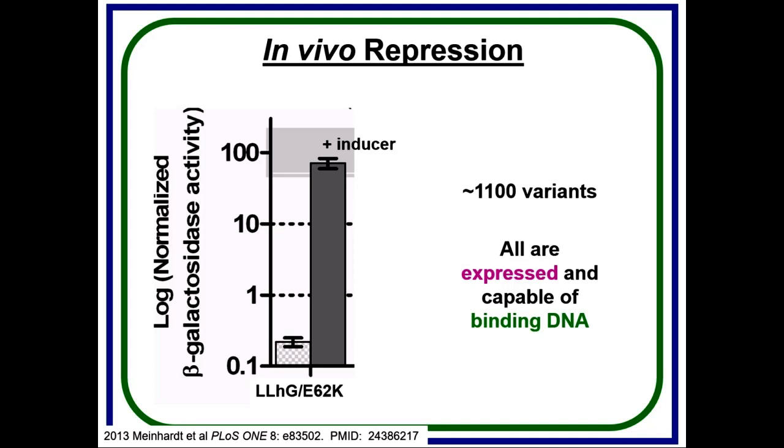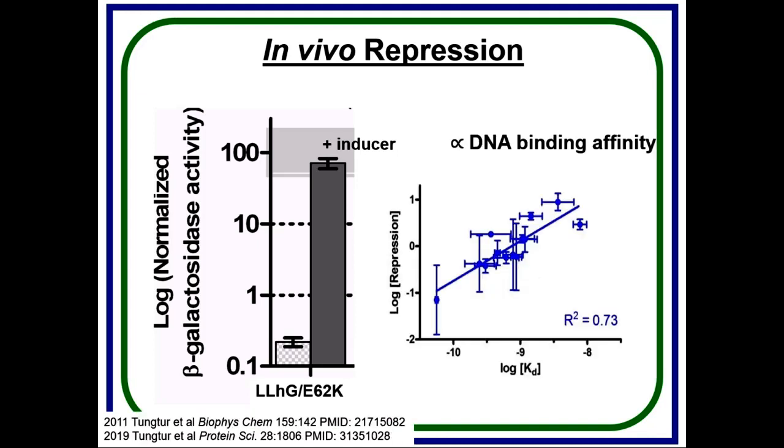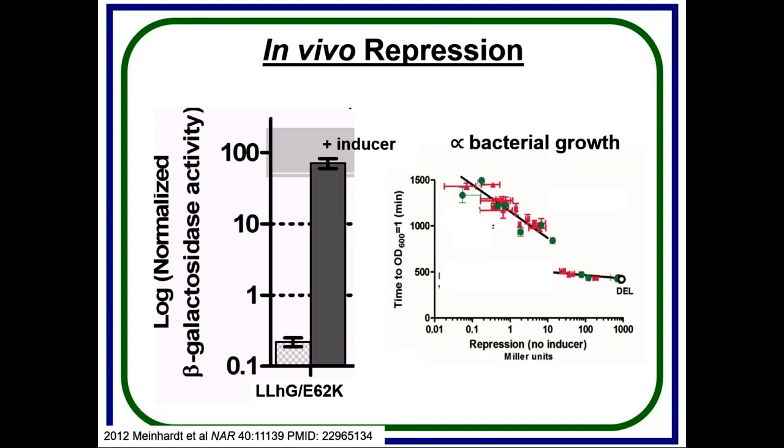We had control experiments in place that let us show that all of the proteins are expressed and capable of binding DNA, even if the DNA binding wasn't strong enough to allow transcription repression. We had several other series of control studies in which we purified series of these repressors and directly measured their DNA binding affinities, and we could show that the change in repression correlated very tightly. We could also do in vivo growth assays and show that the changes in repression were large enough to alter the bacterial growth.